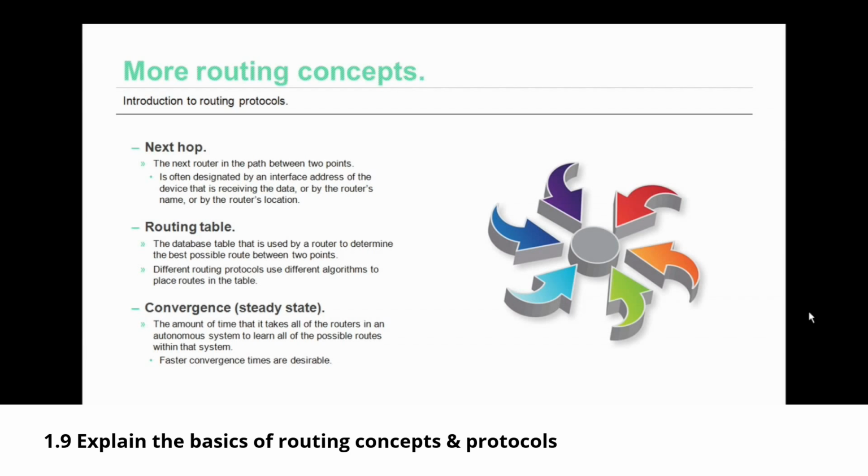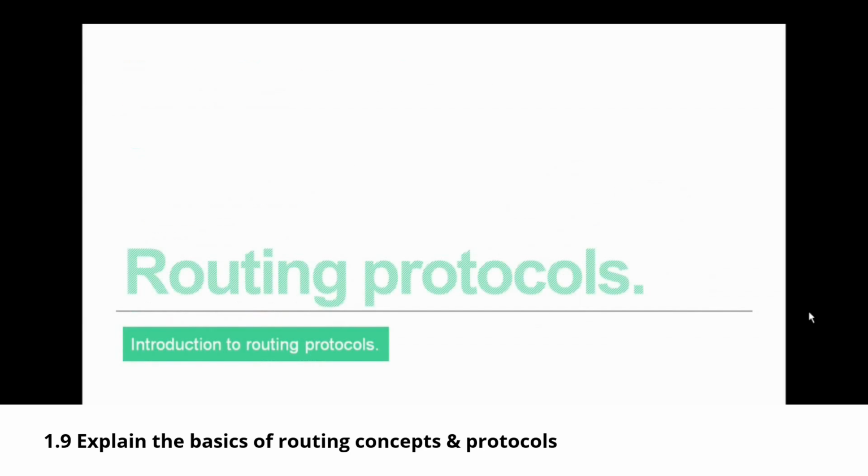The next concept is convergence. Convergence can be thought of as steady state. Convergence is measured in the amount of time that it takes all of the routers in an autonomous system to learn all of the possible routes within that system. Faster convergence times are desirable as that steady state allows routing to occur more quickly. Now let's move on to the routing protocols themselves.